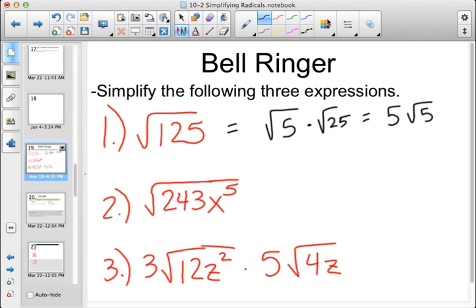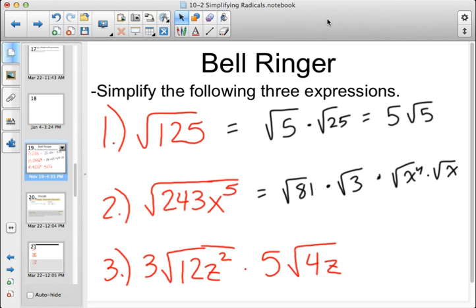The second one, square root of 243x to the 5th power. When we look at 243, that's another number that I believe has a perfect square factor inside of it, and I think that 81 works for it. So I'm going to do the square root of 81 times whatever gets us 243, which I believe is the square root of 3. That x to the 5th power, we can break up into the square root of x to the 4th times the square root of x, and then we just put it all together.